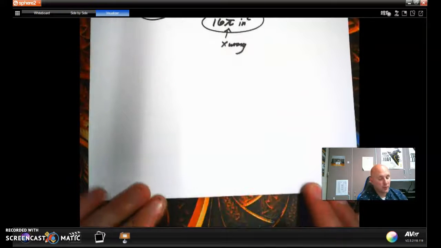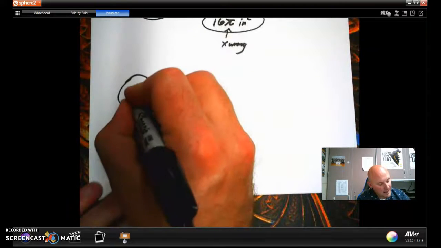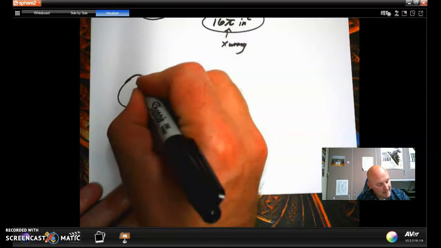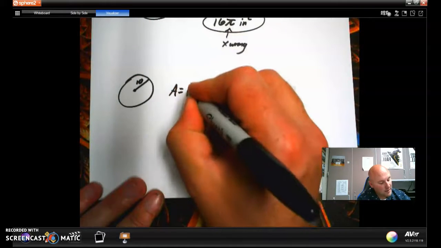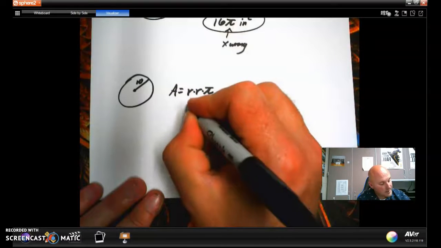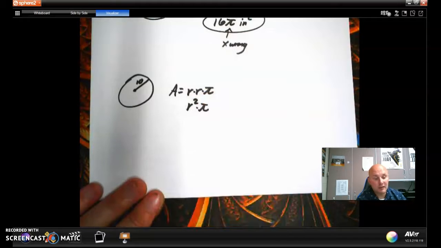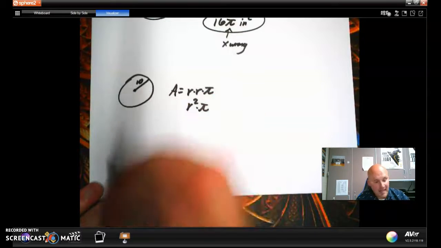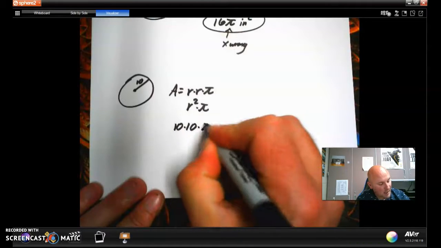So let's do another. For example, let's say I have a circle, and the radius is 10 centimeters. Okay? Well, area equals radius squared times pi. Remember, we can leave pi alone. That's why we put pi at the end of the formula. Well, the radius is 10. That means I go 10 times pi.